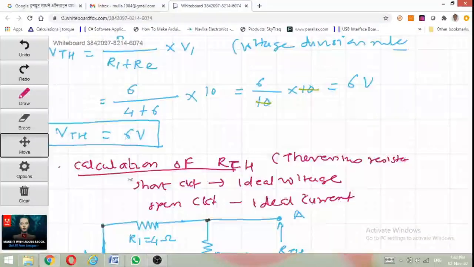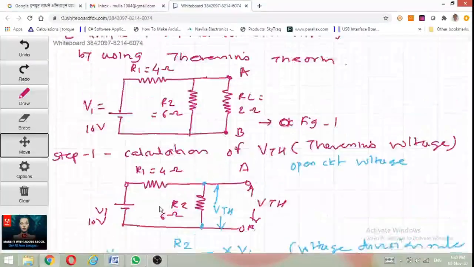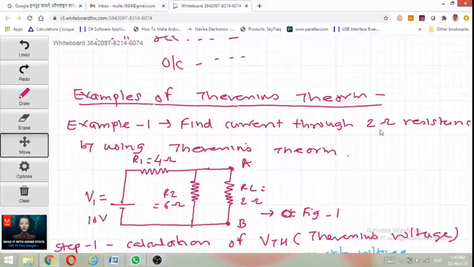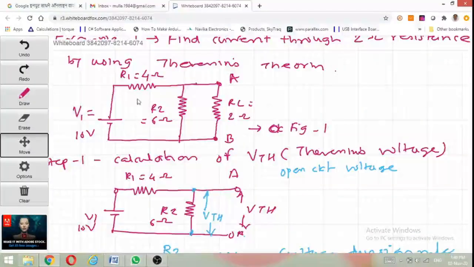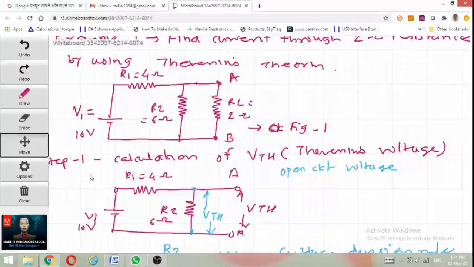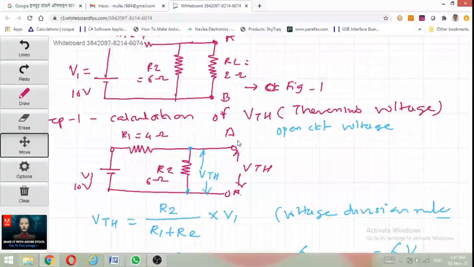The first step is calculation of VTH. Example: find current through the 2 ohm resistance by using Thevenin's theorem. Okay, the circuit diagram is V1 10 volt, R1 4 ohm, R2 6 ohm and RL is equal to 2 ohm. First step is calculation of VTH, which means Thevenin's voltage. It is an open circuit voltage. It is calculated by removing the load resistance RL from terminals A and B.